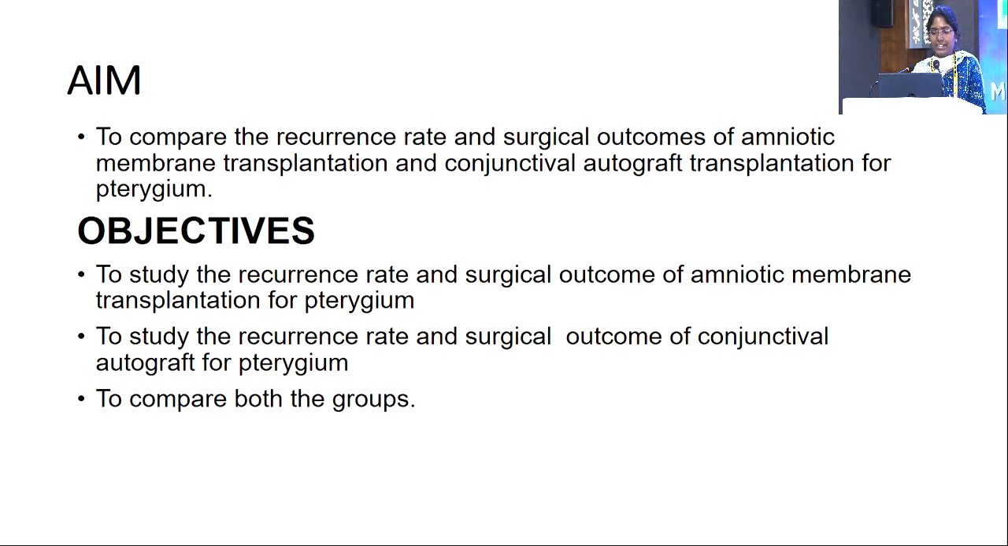The aim is to compare the recurrence rate and surgical outcome of amniotic membrane and conjunctival autograft transplantation for pterygium. The objectives are to study the recurrence rate and surgical outcome of amniotic membrane transplantation for pterygium, and recurrence rate and surgical outcome of conjunctival autograft for pterygium, and to compare both.